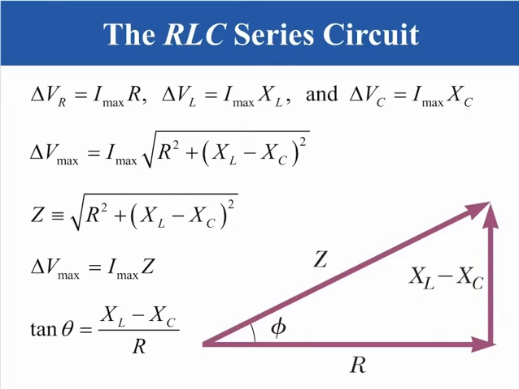We can represent the impedance with a vector diagram such as the one shown here. The right side of the triangle is XL minus XC. Its base is R and its hypotenuse is Z. If we apply the Pythagorean theorem to this triangle, we get our definition of impedance. Also, we can calculate the phase angle.